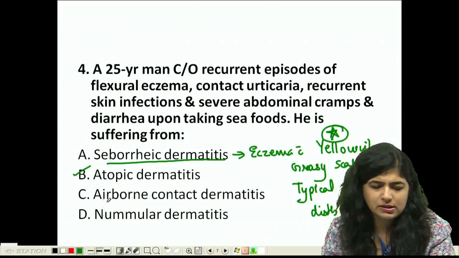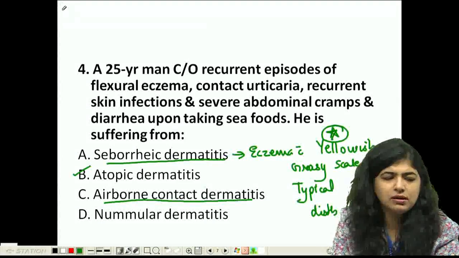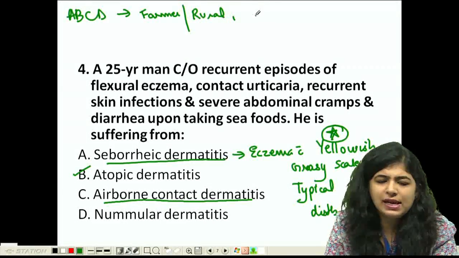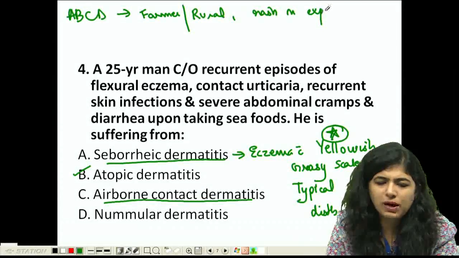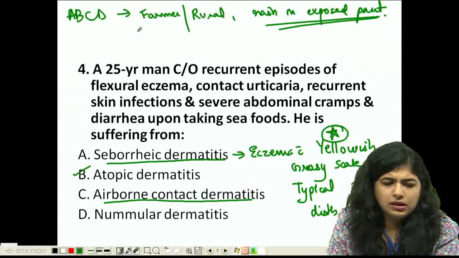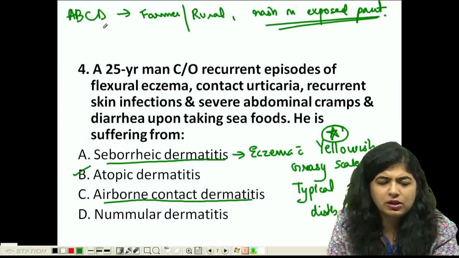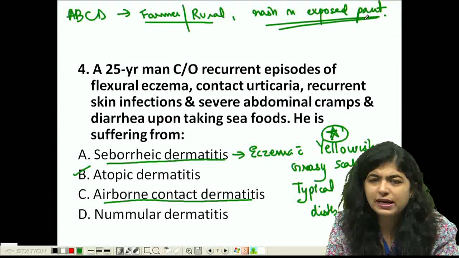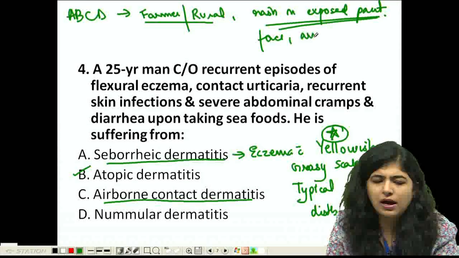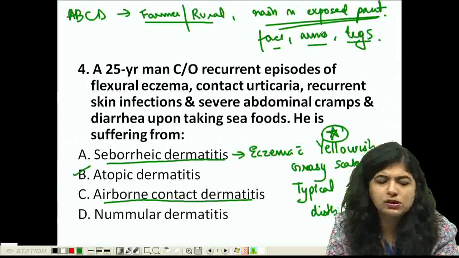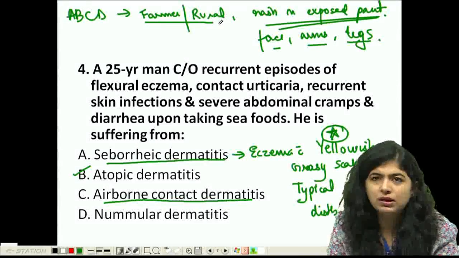Atopic dermatitis we have already discussed. For airborne contact dermatitis, what will the question say? For ABCD, the question will say that mostly it is a farmer or someone who is working in a rural area. Then he has this rash on the exposed parts like the face, the arms, the legs. That will be the most important clincher in your question on ABCD. One, the occupation or the residence. Two, that the rash is on the exposed sites like the face, the arms and the legs. Farmers generally wear clothes where the face, arms and legs are exposed. So that is what a question about ABCD will tell you.